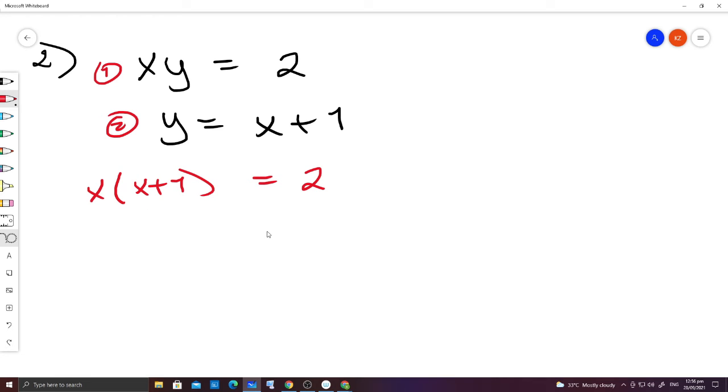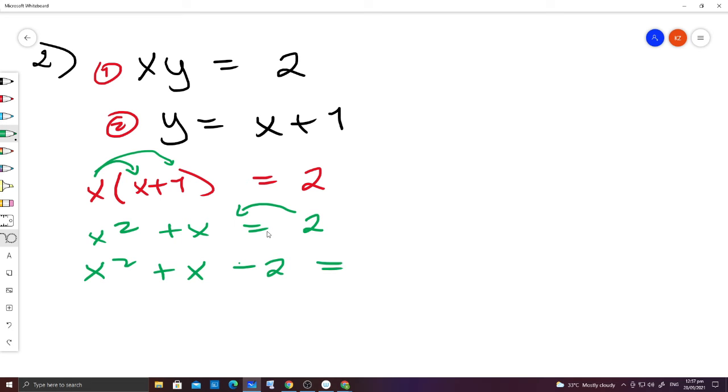Right, thank you. x times x is x to the power of 2, and then x plus x, so x equals 2. Now, how are we going to answer this? Move positive 2 to the other side. x squared plus x minus 2 equals 0.